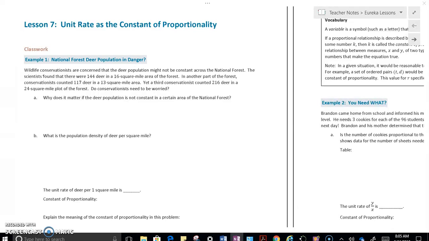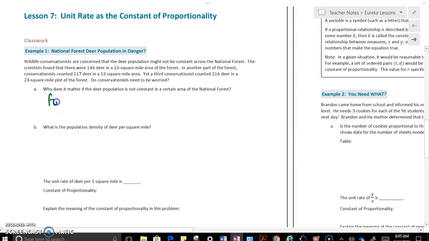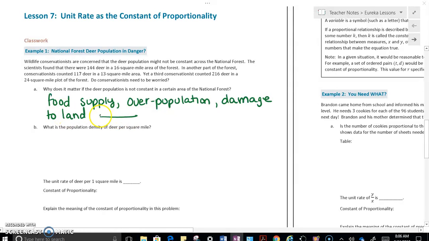Why does it matter if the deer population is not constant in a certain area of the national forest? You've got to use some background knowledge and think about what happens when land is overpopulated. What suffers? We have food supply, overpopulation, and then damage to the land. These are all things to consider.